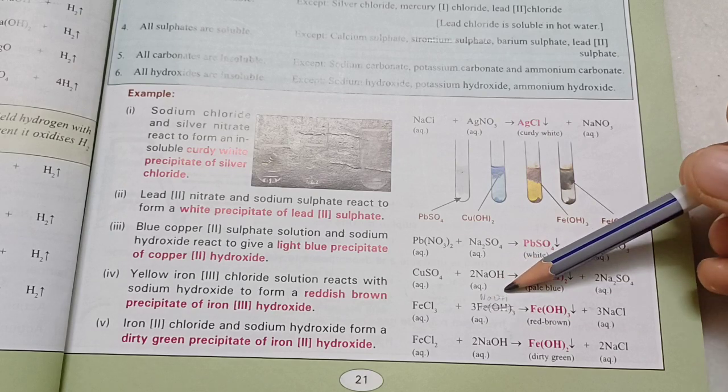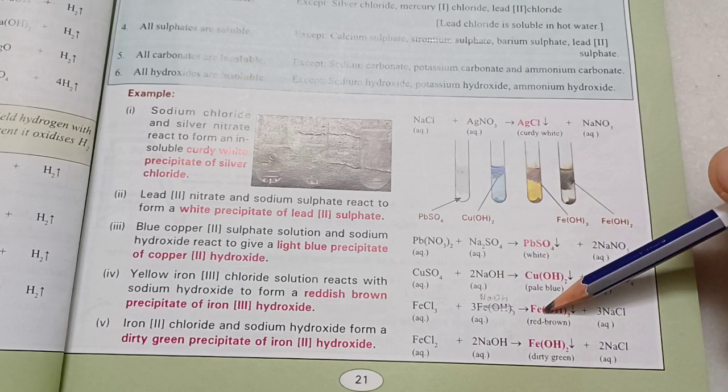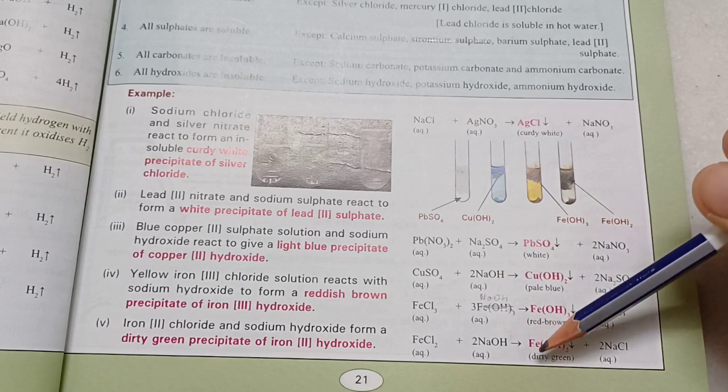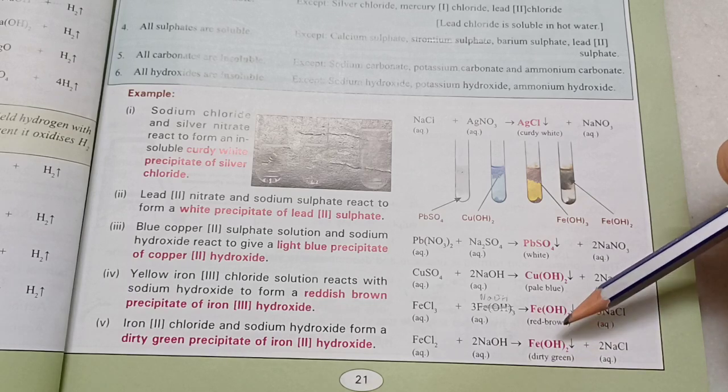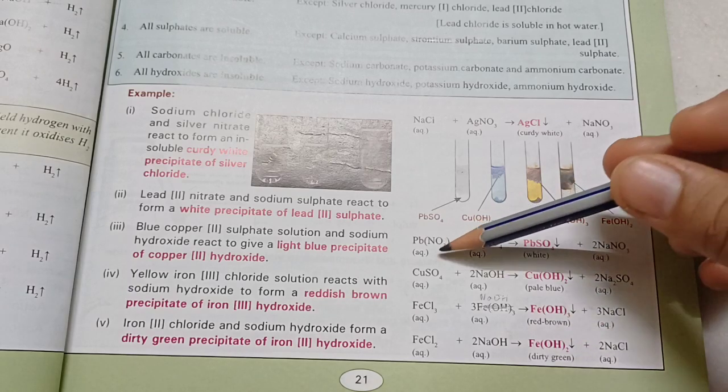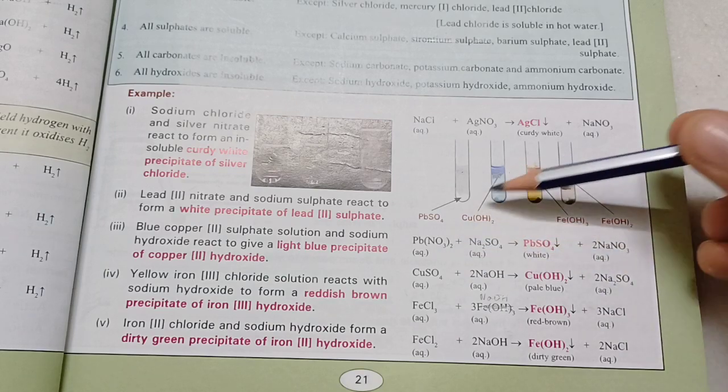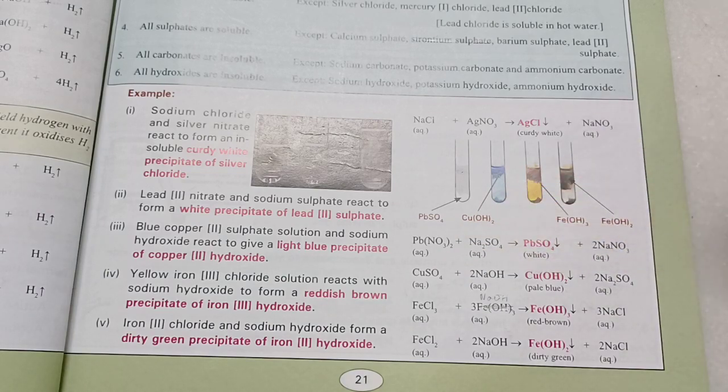Here, make a change. It should be NaOH. Reddish brown PPT. Ferric hydroxide. And if it is ferrous hydroxide, it's a dirty green PPT. Remember the colors. Notice how aqueous is mentioned because only in solution state will the reaction take place, will the exchange of radicals take place.